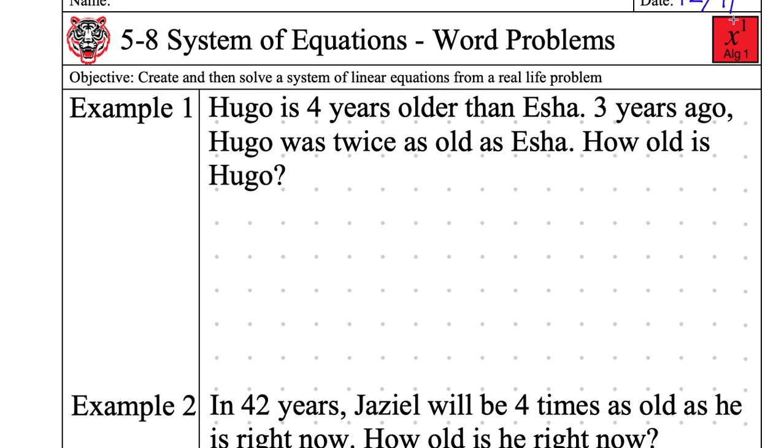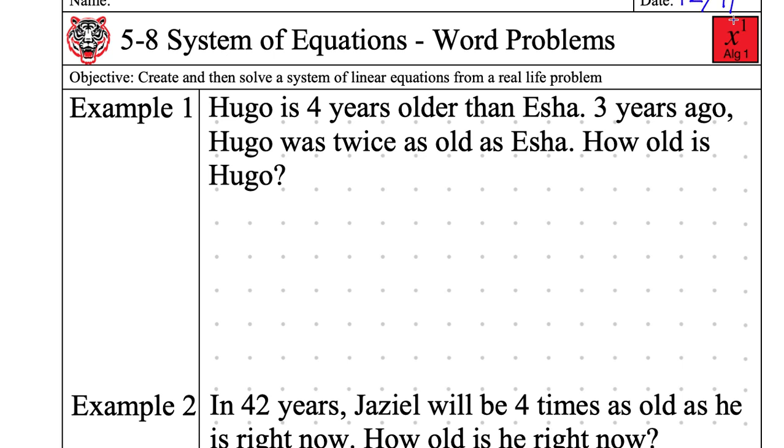All right, so example 1, Ugo or Esha, does either of you want to read? It's about you. I can. Go for it, Esha. Ugo is 4 years older than Esha. 3 years ago, Ugo was twice as old as Esha. How old is Ugo?